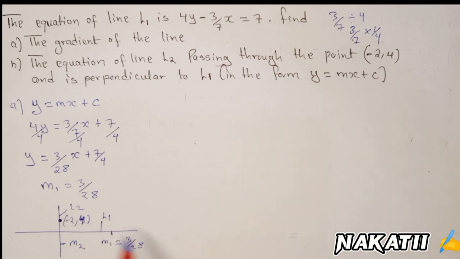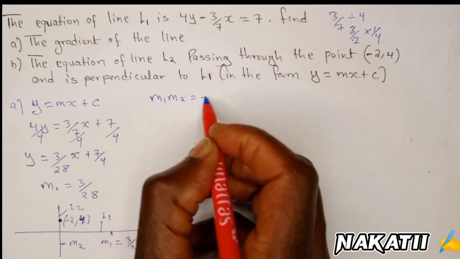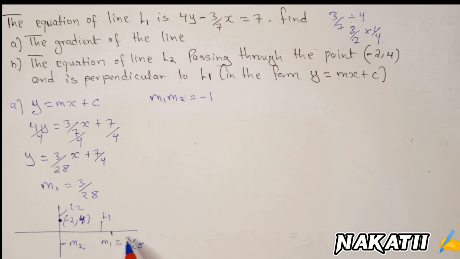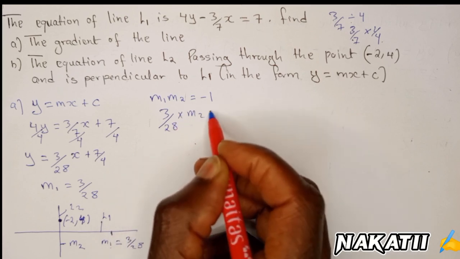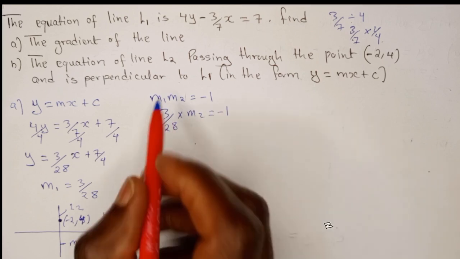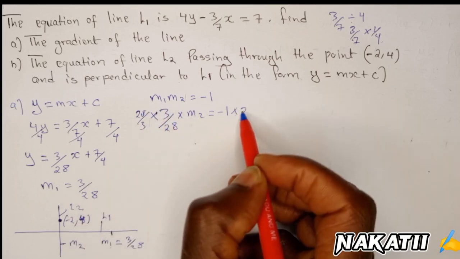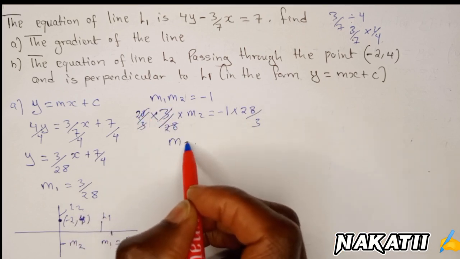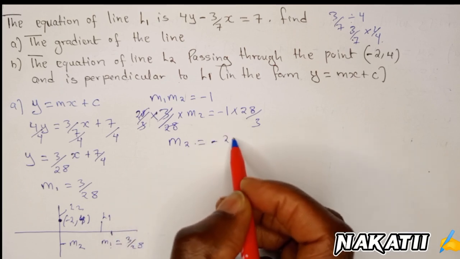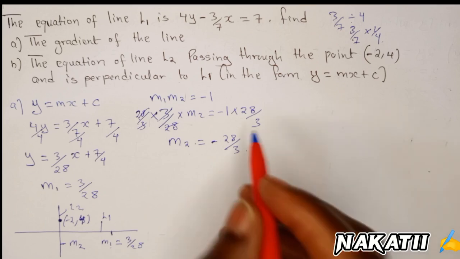So we can use the concept of perpendicular lines. M1 times M2 should give me negative 1. M1 is 3 over 28, so 3 over 28 multiplied by M2 should give me negative 1. If you want to get M2, multiply by the reciprocal, which is 28 over 3, on both sides. If you cancel this side, you're going to remain with M2 equal to negative 28 over 3 as our gradient.